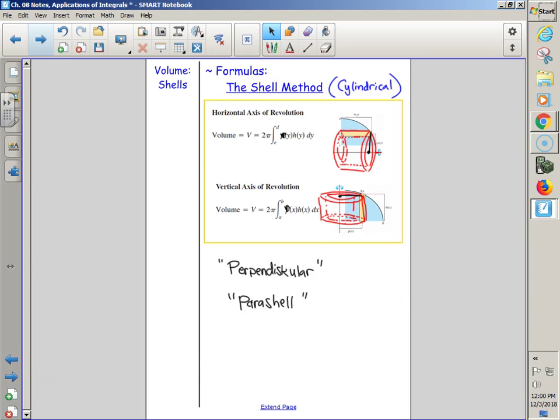The little blop that's weird and written in is R. 2 pi RH. 2 pi R of X. E to B or C to B? C to B. C to D.